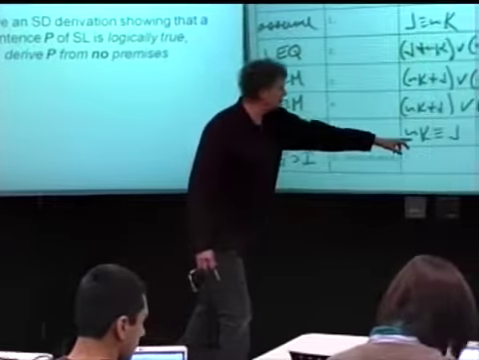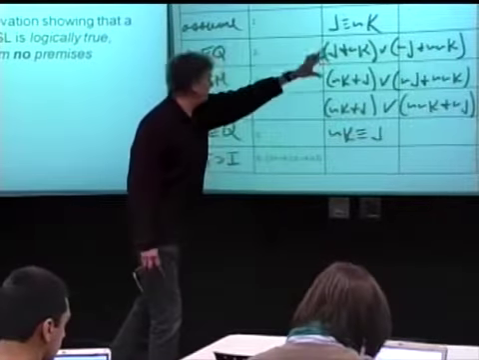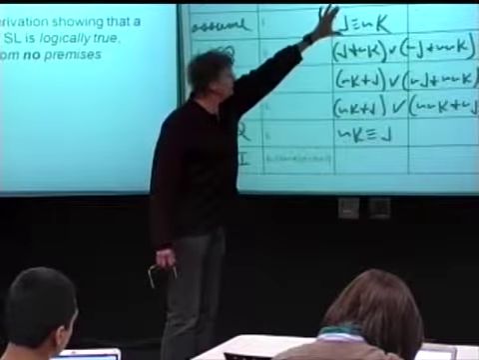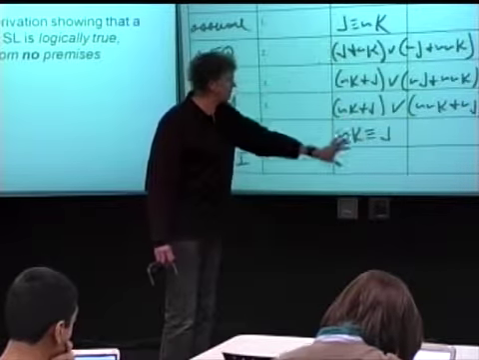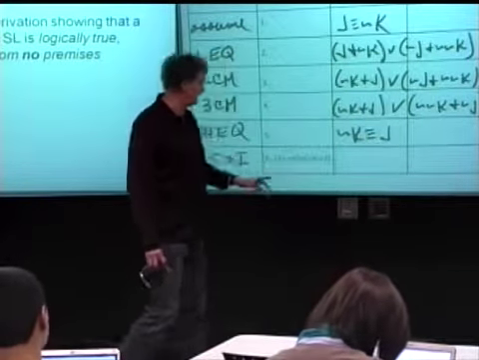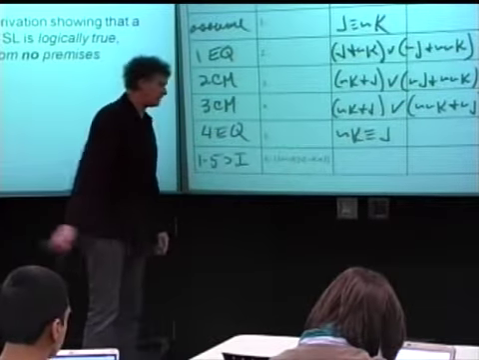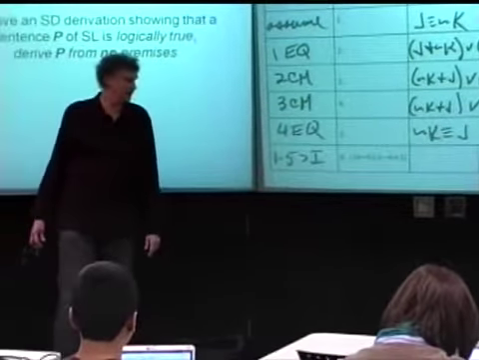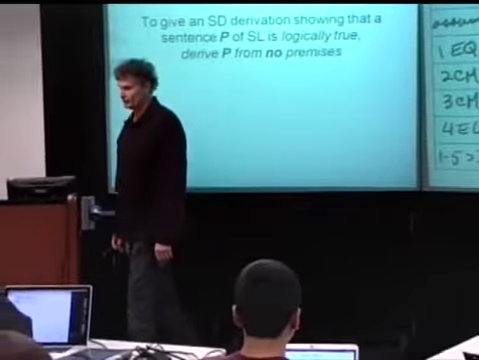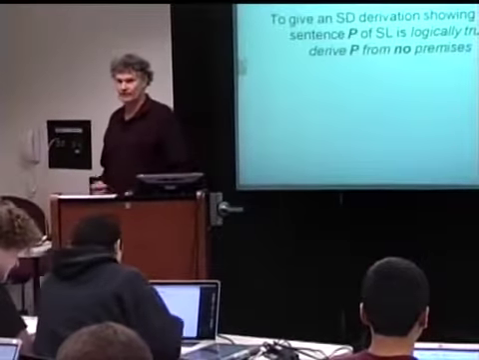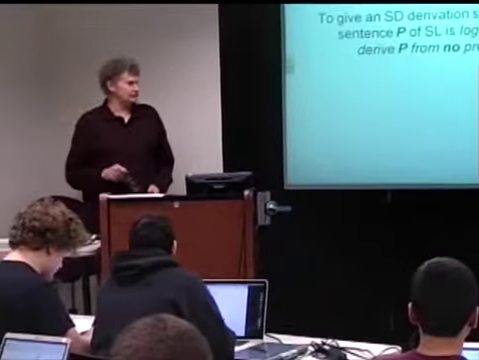Once we've got K equivalent J, that's what we wanted. We wanted to show that if we assume this, we can derive that, and that's how we draw that out as an implication in line 6, 1-5 horseshoe I. Any questions about that? All right, the asterisk.